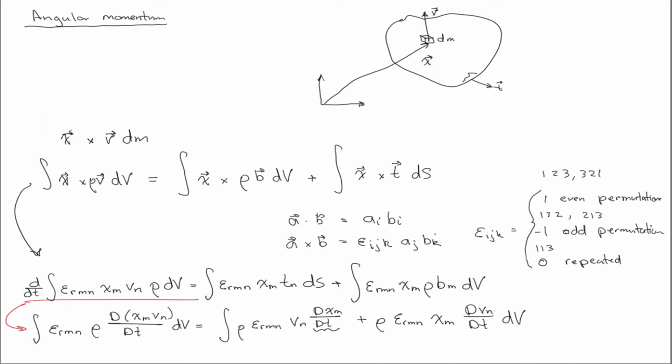It's the time derivative of a position vector, which has another name. Time derivative of position is velocity, right? So this is vm. So what you have here is the cross product of a vector with itself. What is that? Zero. Right? So this term goes away. All right? So all you're left with is this guy. So this is your left-hand side.